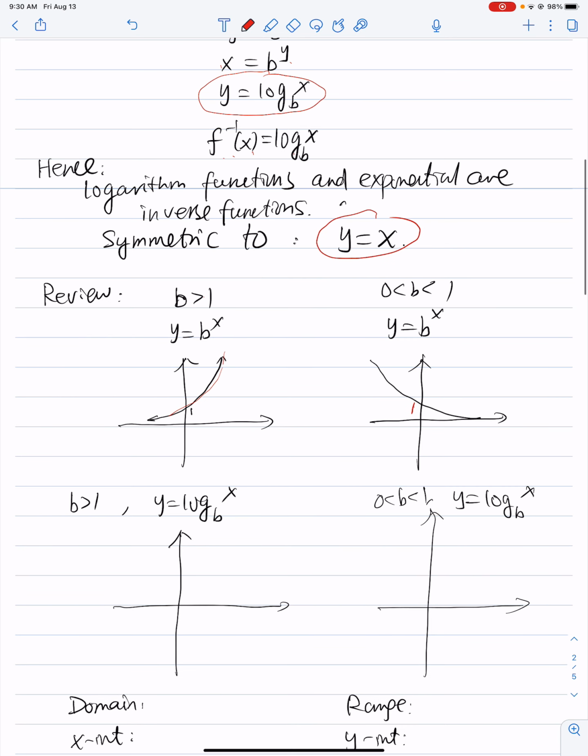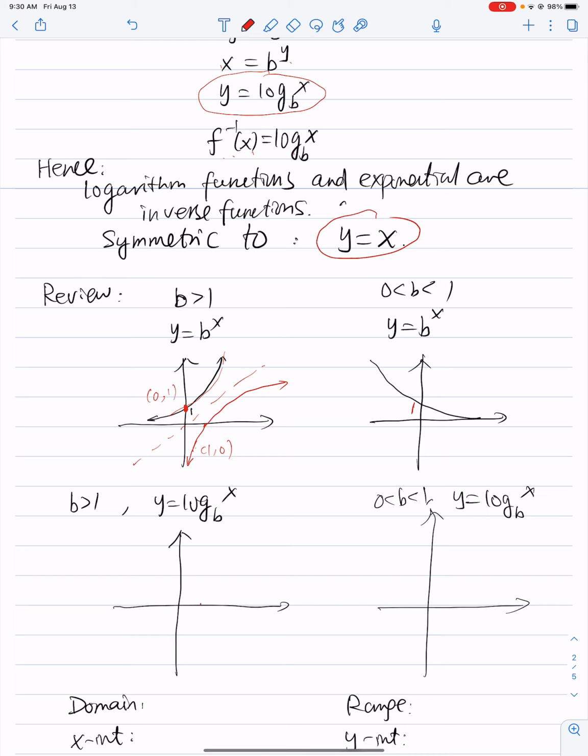The picture. Because it's symmetric to the line y equal to x, it's symmetric here. Then what do we have here? It means you exchange your x and y coordinates. Here is (0, 1), here it will be (1, 0). Okay, so it's (1, 0). So it will look like this.